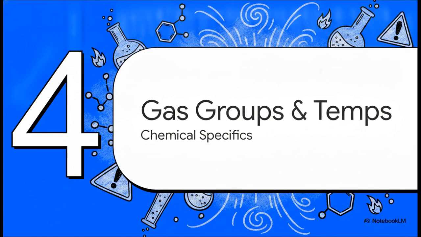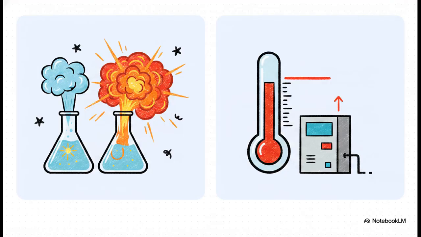All right, Section 4, gas groups and temperatures. But wait, we're not done yet. Knowing your zone and your protection type isn't enough. We also have to factor in the specific chemistry of the hazard. You see, not all gases ignite the same way.